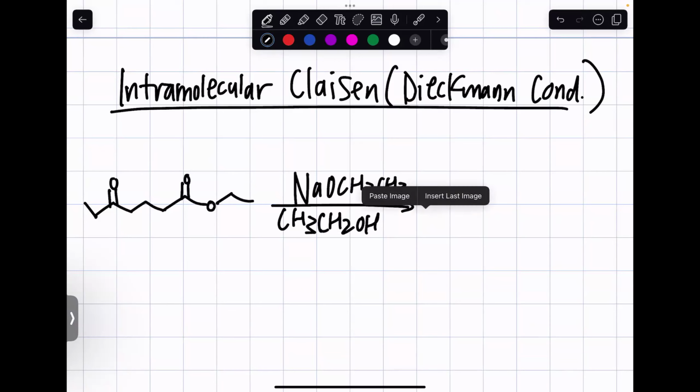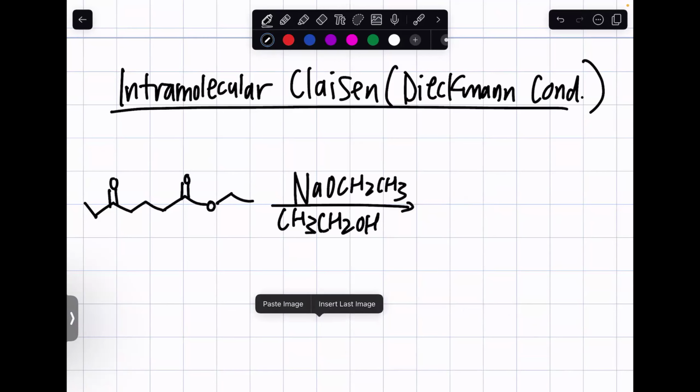Okay. What's your thought process on this reaction here? What's going to be our nucleophilic atom and what's going to be the electrophilic atom here?